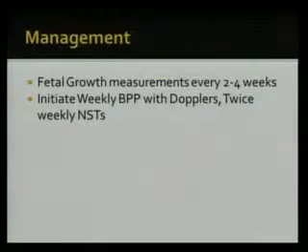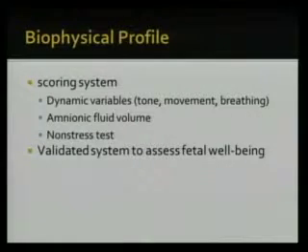Then you would want to proceed to growth measurements every 2 to 4 weeks and initiate weekly BPP with Dopplers and twice weekly NSTs. And why would we do that? The Biophysical Profile has a scoring system, for my pediatrician friends, that incorporates dynamic variables, including tone, movement, and breathing, with the amniotic fluid volume and the non-stress test. It has been validated as a scoring system to improve outcomes with its use. And we know that there is a sequential deterioration of the BPP components, which is seen in worsening fetal status.